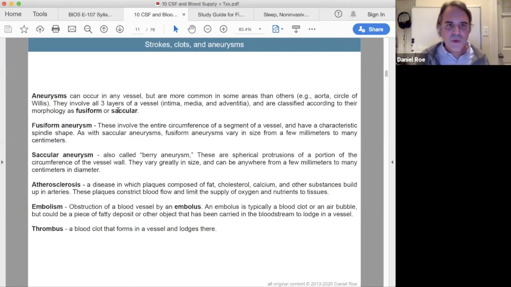So fusiform is one morphology, and saccular is the other shape that we talk about. Saccular aneurysms are circular, like a sac. Sometimes we call those berry aneurysms because they look like a berry.